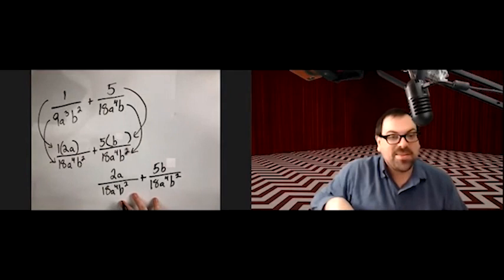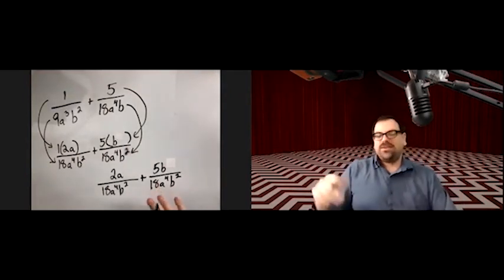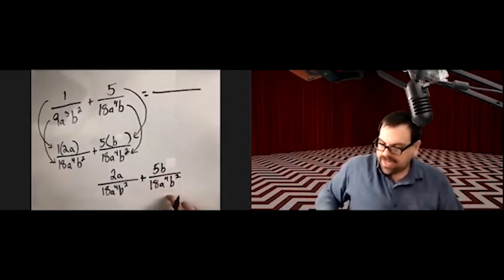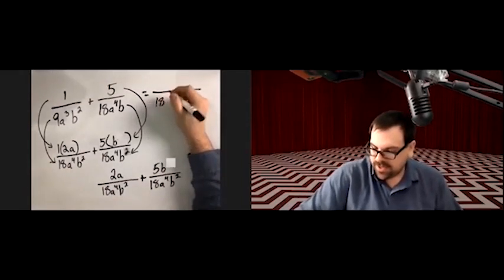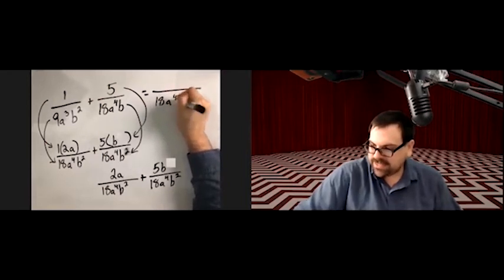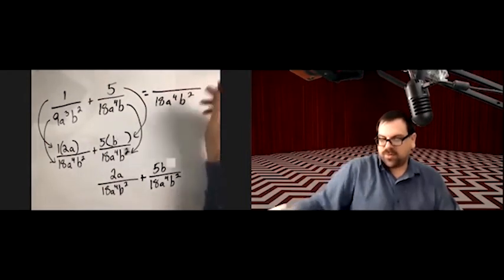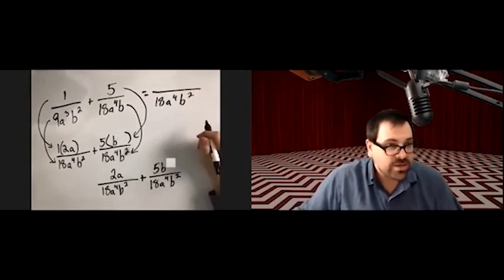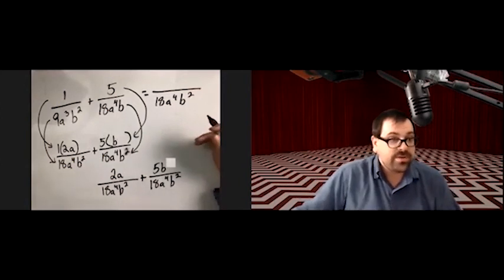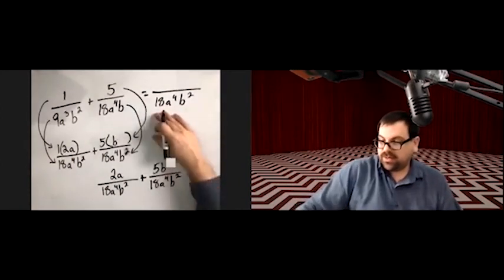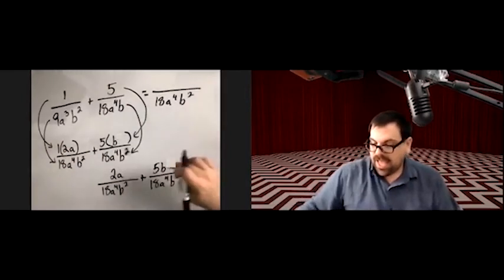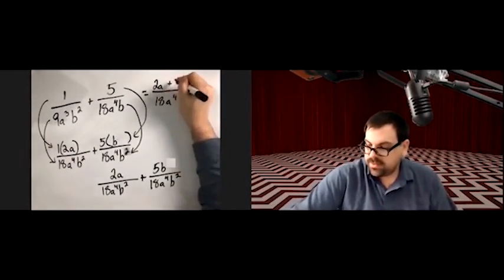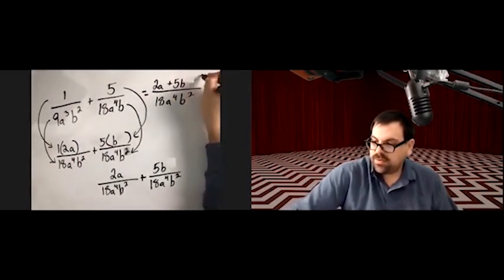We have the same thing on the bottom now. Now we can just go ahead and keep that same thing on the bottom, 18a to the 4th b squared. This would be the next line underneath. I ran out of room, so I'm just writing the answer up here because we are at the answer step. Same denominator, keep the denominator, add across the top, 2a plus 5b.